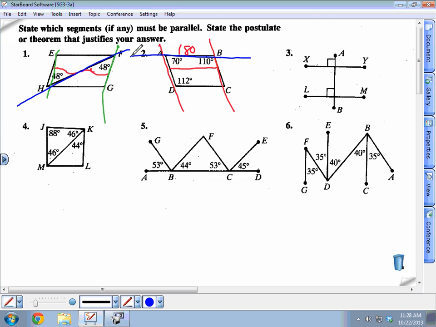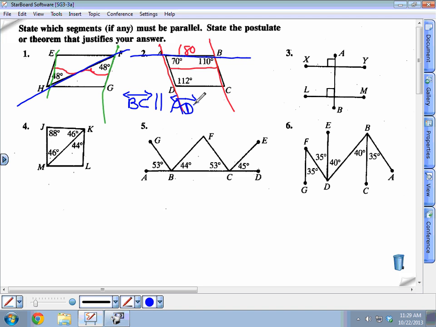So then line BC, and don't forget to write your line over top of it, is parallel to line AD because same side interior angles are supplementary. Now what is 70 plus 112? That's 182. So you cannot say that AB is parallel to DC, you see? Because they are not supplementary.